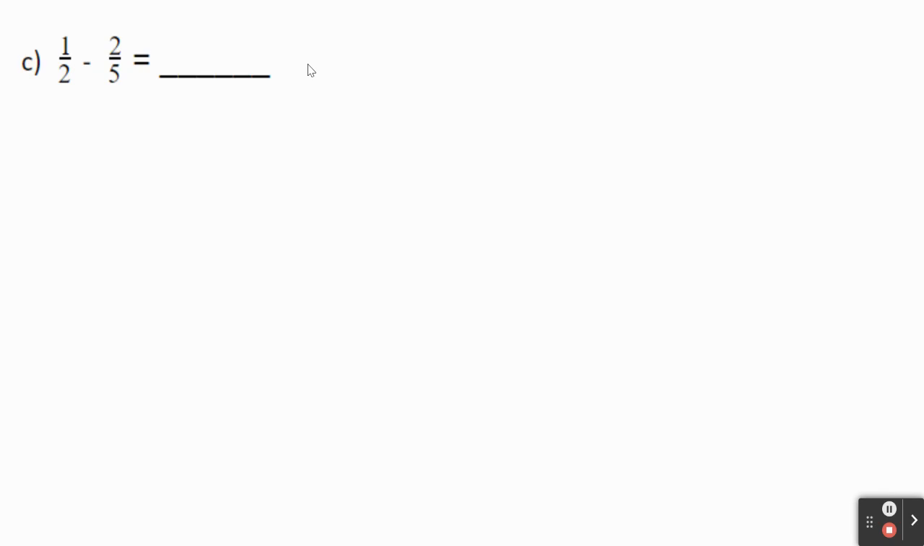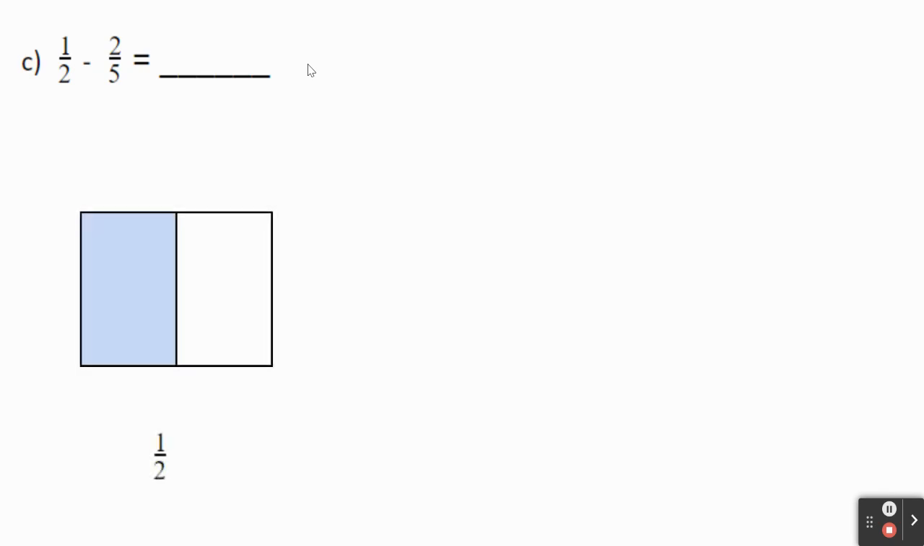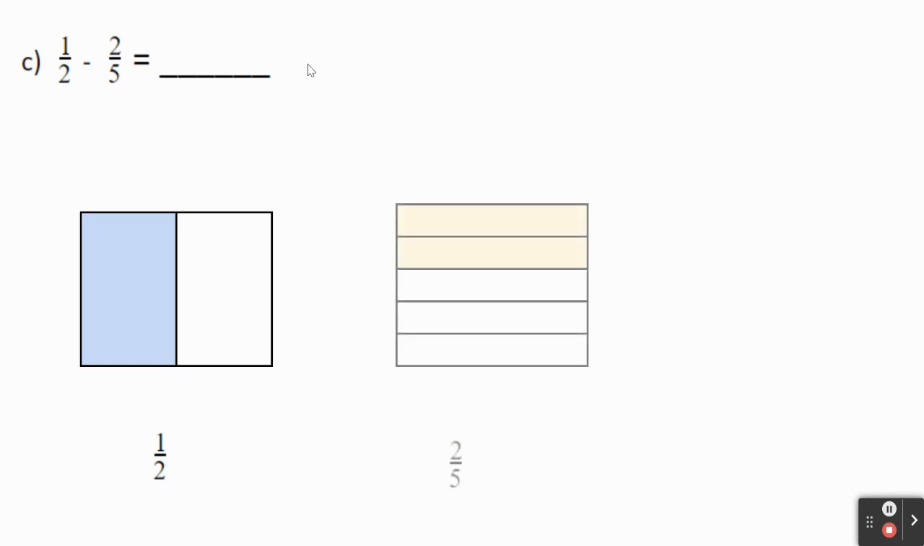Now let's try a subtraction problem. Here we have 1/2 minus 2/5. We're going to go ahead and start the same way by representing each of these fractions with visual models. Here we have 1/2, so we're going to have 1 part shaded out of 2. We're subtracting 2/5, so that means we're going to shade 2 out of the 5 parts.